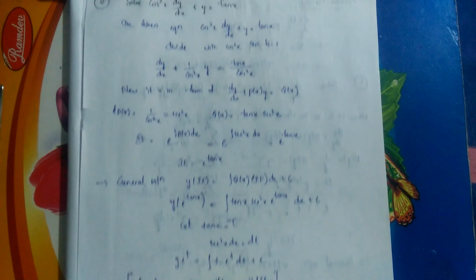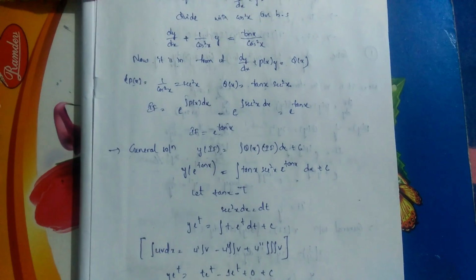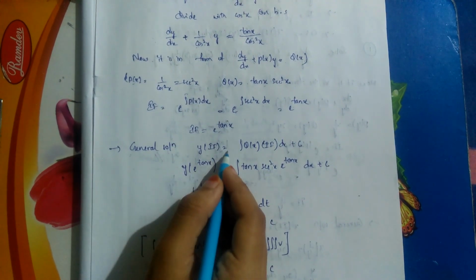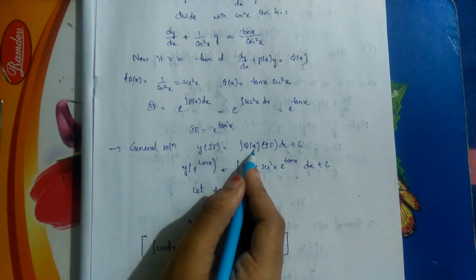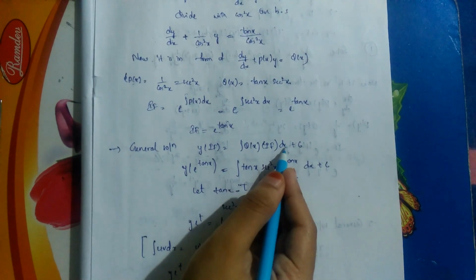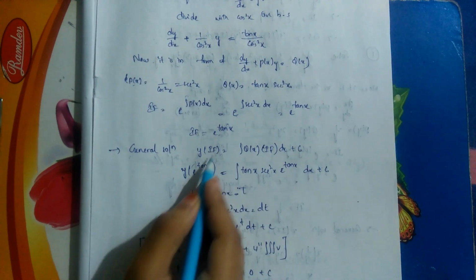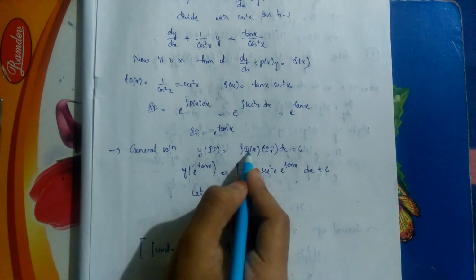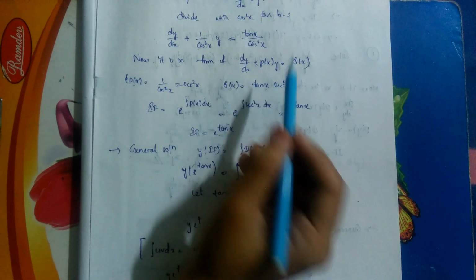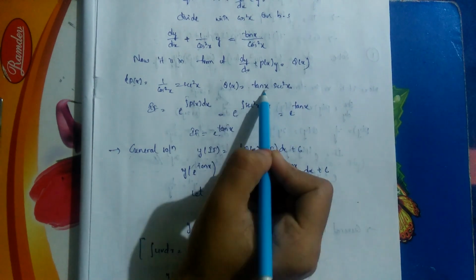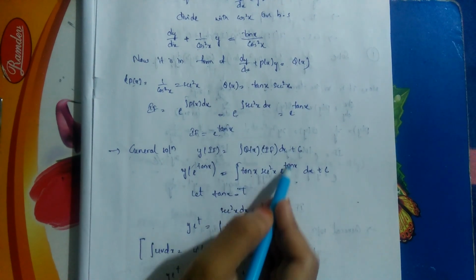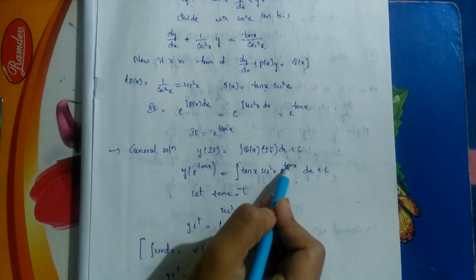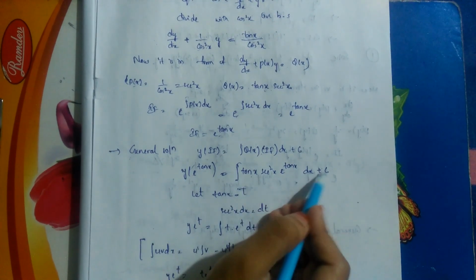Now we have to find the general solution. The general solution is y into integrating factor equals integration of q of x into integrating factor dx plus c. So y into e power tan x equals integration of q of x, which is tan x into secant square x, and the integrating factor is e power tan x, into dx plus c.